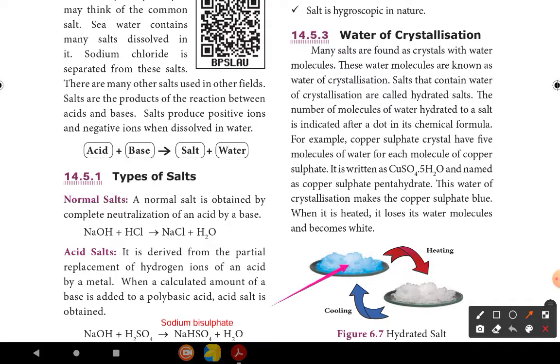Okay, when you heat this copper sulfate, with 5 molecules of water, copper sulfate pentahydrate, what will happen when you heat it? It will become white in color again.